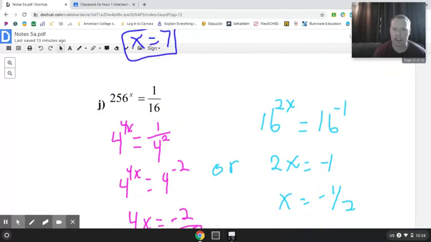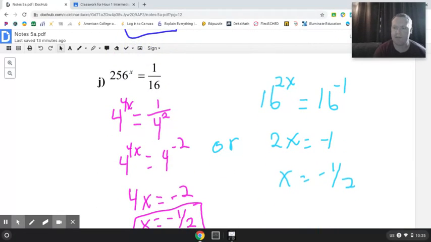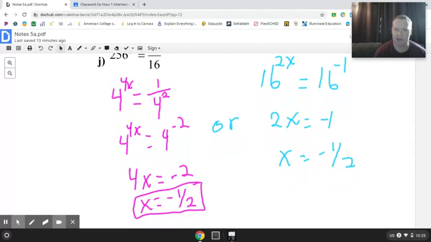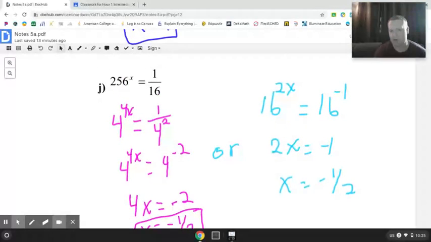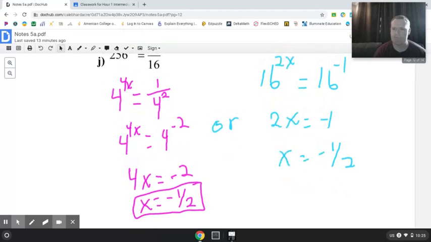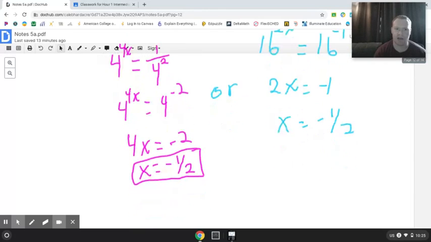And then for J, a couple different ways to solve this one. I didn't recognize right away that 256 was 16 squared, so I went with base 4s instead. So I knew that 4 to the 4th was 256. So I did 4 to the power of 4x over 1 4 squared, brought that out of the fraction, so that made it a negative 2, t-charted, and solved for x equaling negative 1/2. If you recognize that 256 was 16 squared, then you could have done what was in blue there and had 16 to the power of 2x equals 16 to the negative first, dropped the bases, and divided and got negative 1/2.